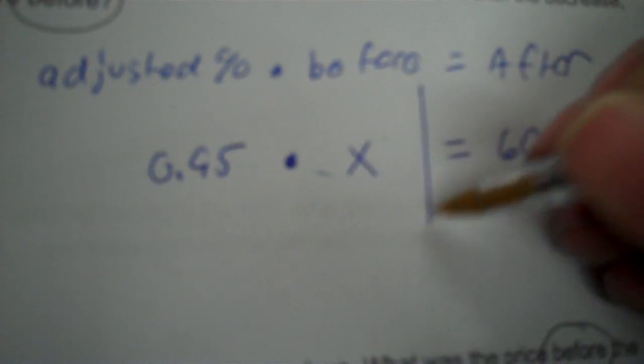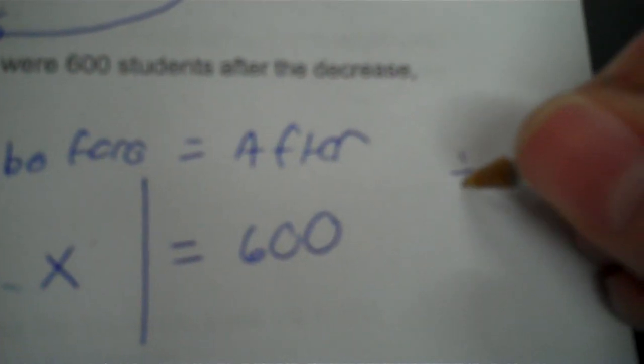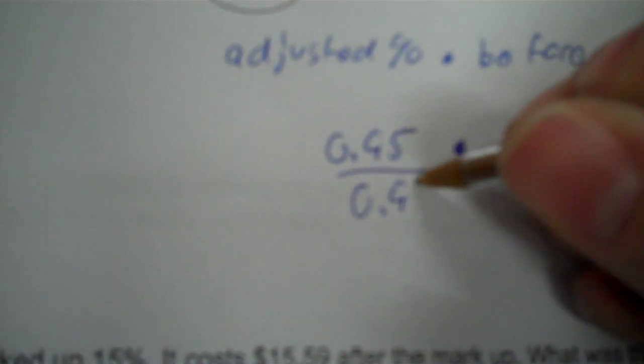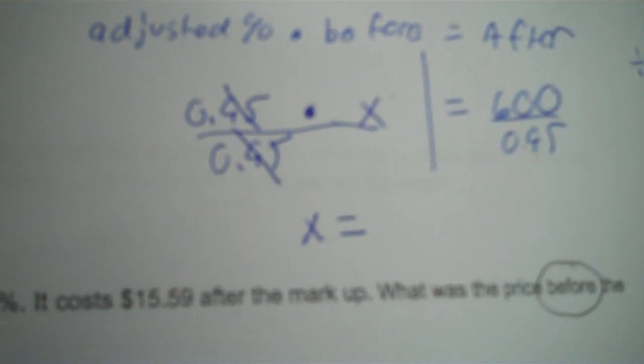Now the x is over here, so I have to get the x by itself. We have times, so we have to get rid of the times 0.95. We're going to divide by 0.95 on each side. Then the x will be by itself. So x is equal to 600 divided by 0.95.